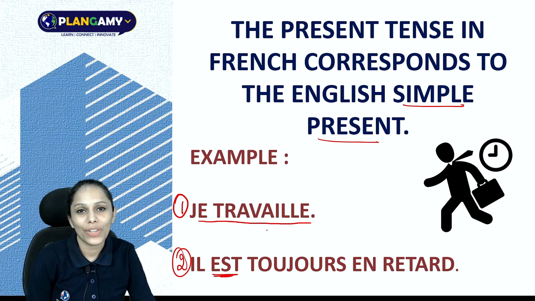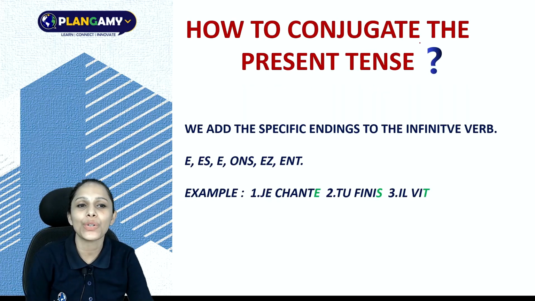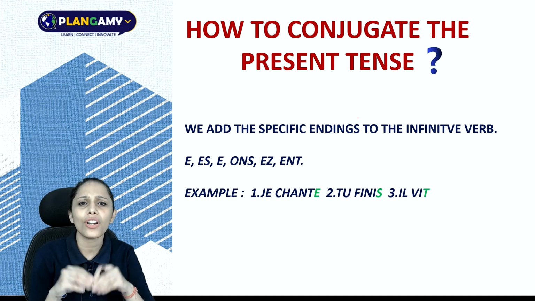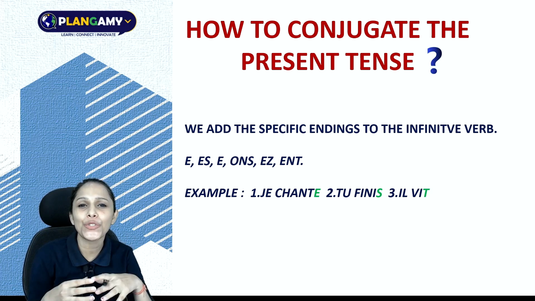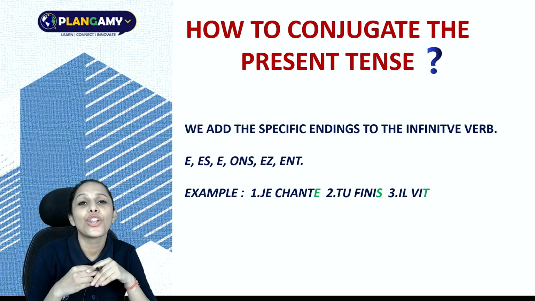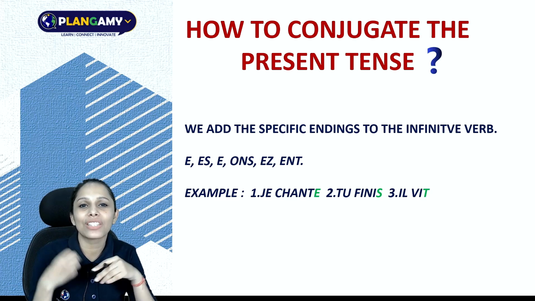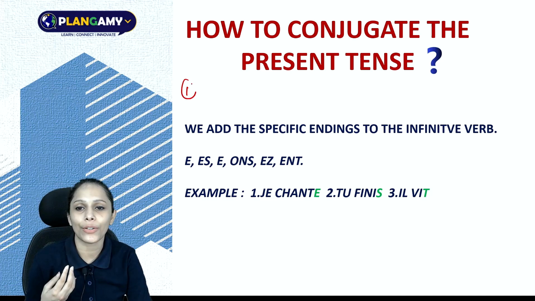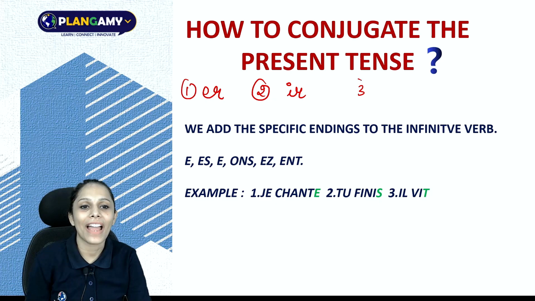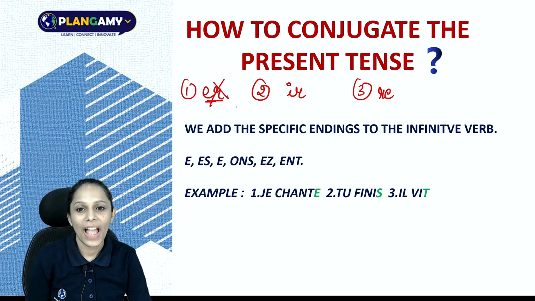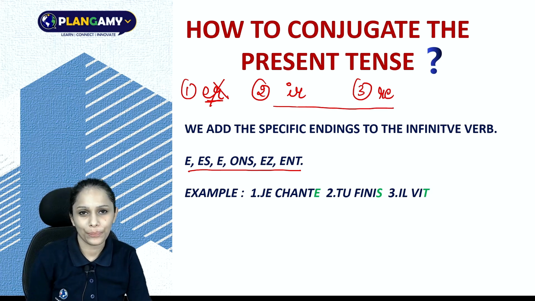We will now go further and understand how to conjugate the present tense. But before understanding and learning the rules to conjugate the present tense, let's know that in French there are 3 groups of verbs. I'm writing down here. ER group of verbs, IR group of verbs and RE group of verbs. For ER group of verbs, in most of the cases we remove R and we add the endings. And we do follow the same rules here.